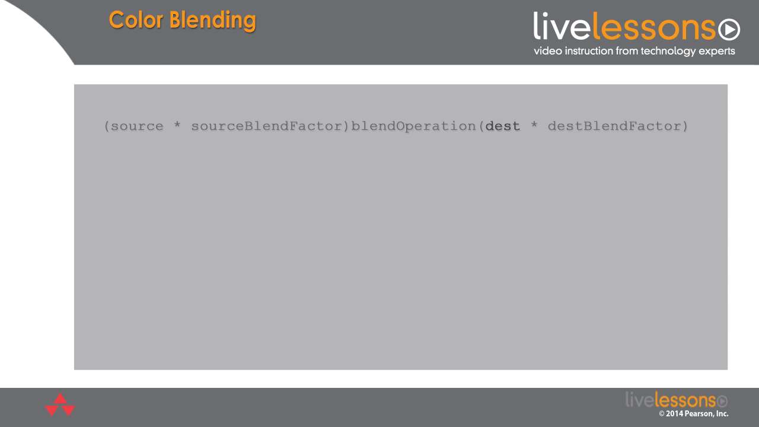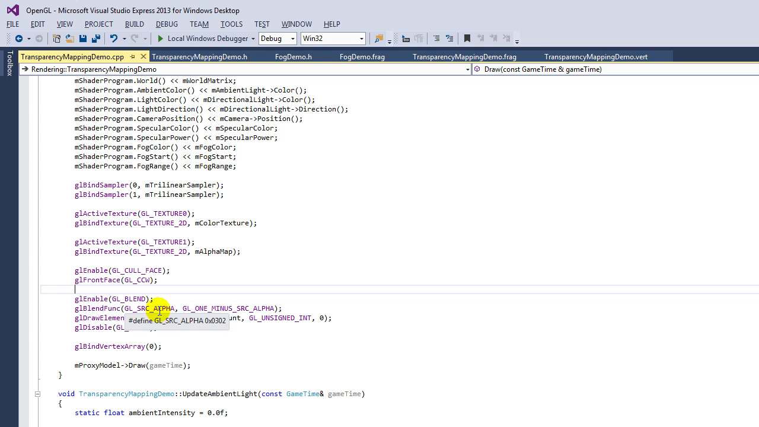And that's what we're specifying when we say GL source alpha and then GL one minus source alpha with the GL blend func. I also want to mention that this applies to the alpha as well. So not only to the color channel, but the alpha channel. And there is a way for us to separate those out.